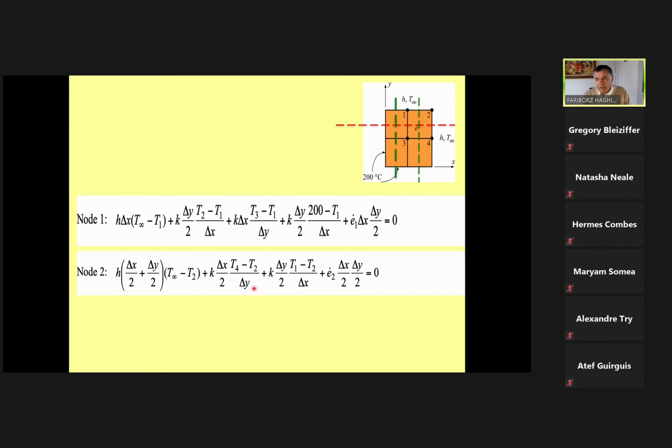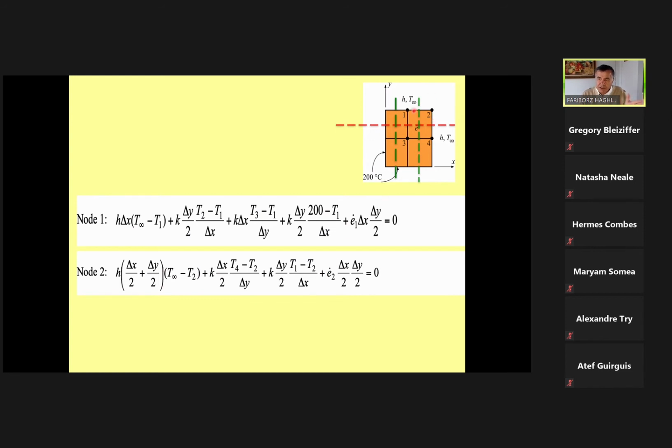This equation represents conduction to node number 4. Node number 4 right here, okay? Conduction from here to here. Again, heat transfer from 1, 2 to 4 is the perpendicular area, and that's delta X over 2, because this portion represents node number 2, okay? And that's exactly right here, you see here.